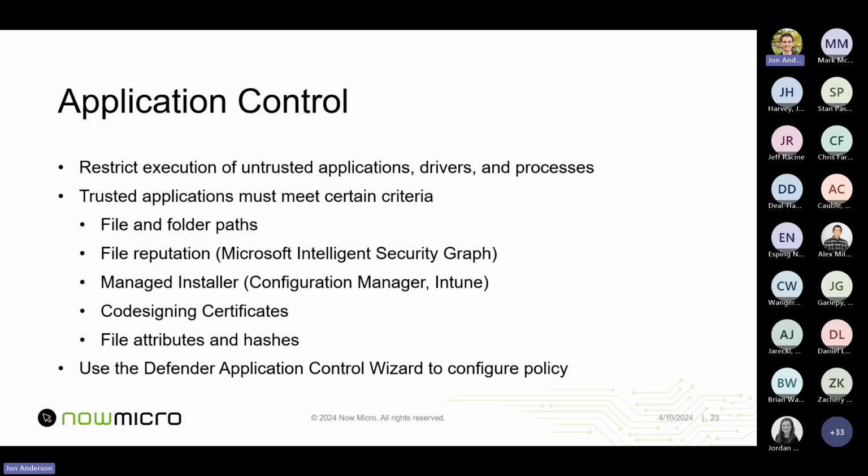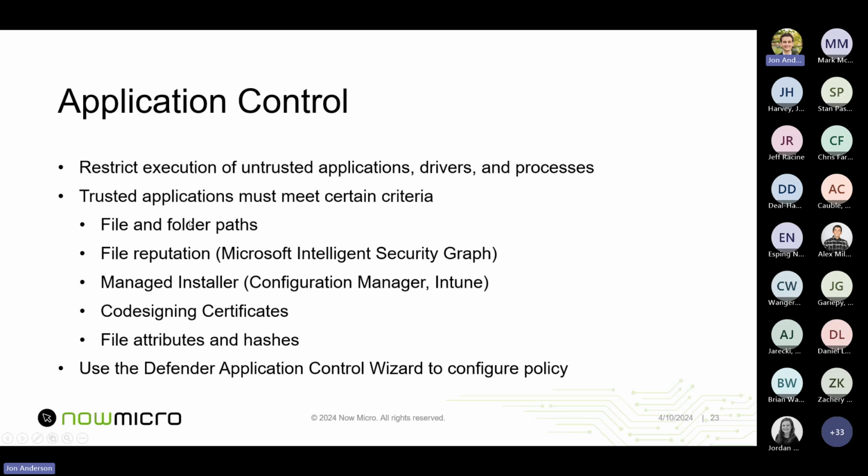And then the benefit of this is, say somebody downloads something to their downloads folder or desktop, or they copy something off of a flash drive. That's just some weird executable. When they try to run it, it'll get blocked by application control. And then I note down here at the bottom too, use the Defender app control wizard to configure policy.